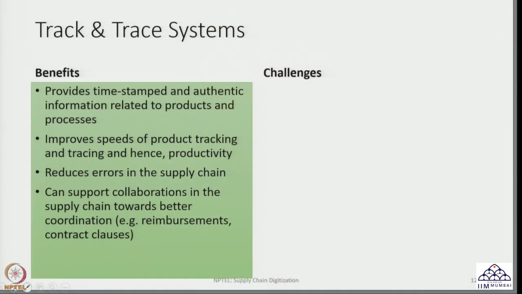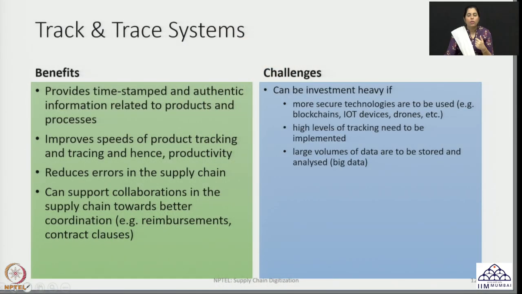The challenges, as we have seen, are, one, definitely the cost of implementation could be huge. The more we go for secure devices and tracking such as blockchains and IoT being used, this investment could be quite heavy. It might also be because you require more tracking, then you need to have more points or checkpoints at which the scanning is being done. So again, this can increase the investment.